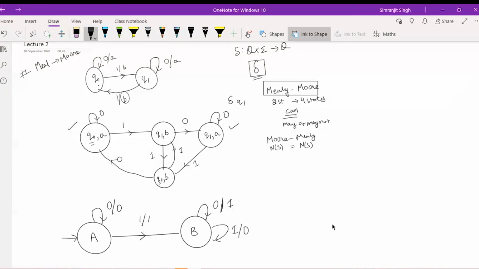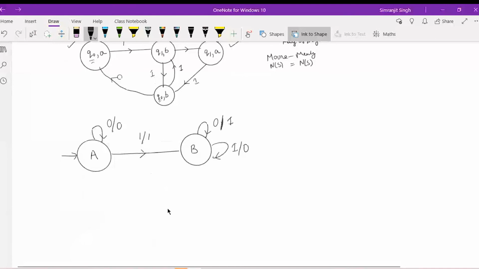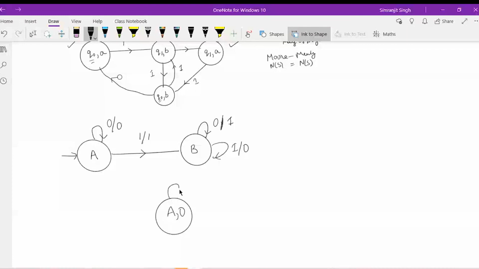If you clearly see, I will again start from A. On A there is no problem. The only output that is coming towards A is zero, so I just put a zero here and do a self loop of zero. There is no problem here. Now, it is going towards B with the output of 1. So I take this output and place it inside. That is the procedure that we have done earlier.